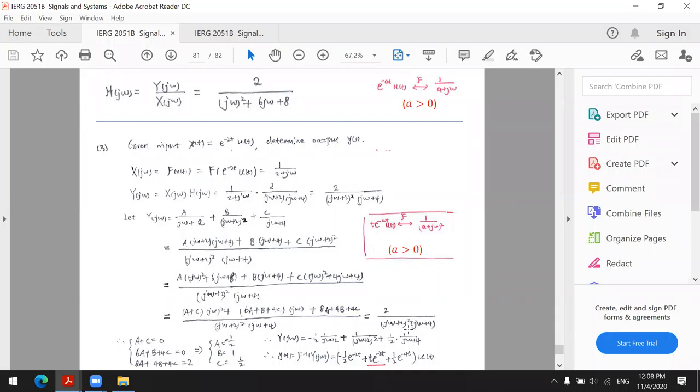One question from the chat window is whether there is a direct inverse Fourier transform formula for this kind of polynomial. Well, in general, the Fourier transform formula for this fraction polynomial is hard to memorize. So in the problems you are to solve, I recommend you just use the partial fraction expansion to split it and then apply these results that are relatively easier to memorize.